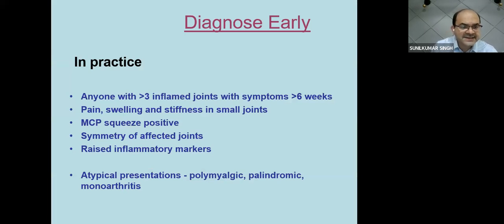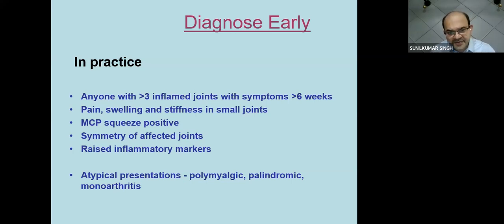But in practice, if any patient has more than 3 inflamed joints with symptoms lasting more than 6 weeks, there is pain, swelling, and early morning stiffness which has lasted for more than 45 minutes to 1 hour, particularly involving the small joints of the hands and feet, you have got the MCP squeeze positive, or you have got the synovitis on examination, the symmetry of joint involvement, and the inflammatory markers are raised, I think this is good enough for you to make a clinical diagnosis of rheumatoid arthritis.